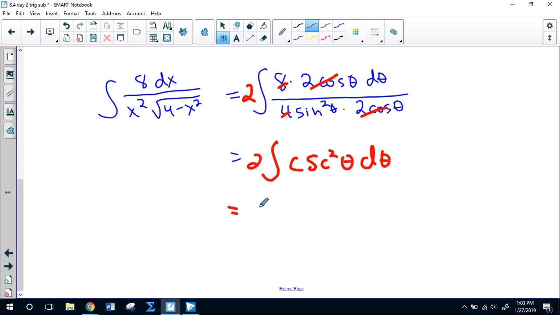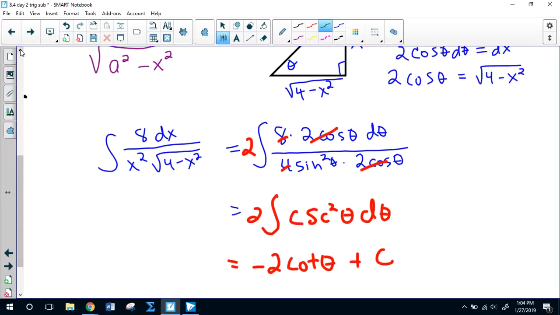And hopefully you remember that cosecant squared is the derivative of negative cotangent. So this becomes negative 2 cotangent theta plus c. Okay, so this is great. But we have to actually get rid of the trig and the theta because remember the original problem was in terms of x.